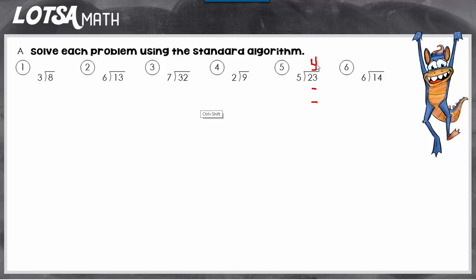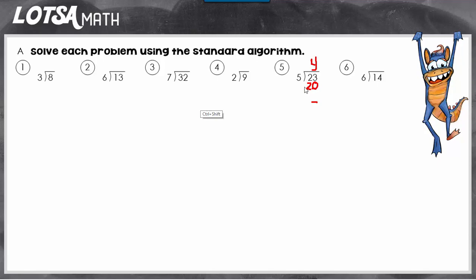My next step is multiply. We multiply to figure out how many we were able to put into groups. So if we made 4 groups of 5, that means we had 20. So I'm going to write my 20, keeping it lined up with place value under the 23. So my 0 for the 20 would go there, and my 2 would go there. So 20 of them were able to group up evenly.